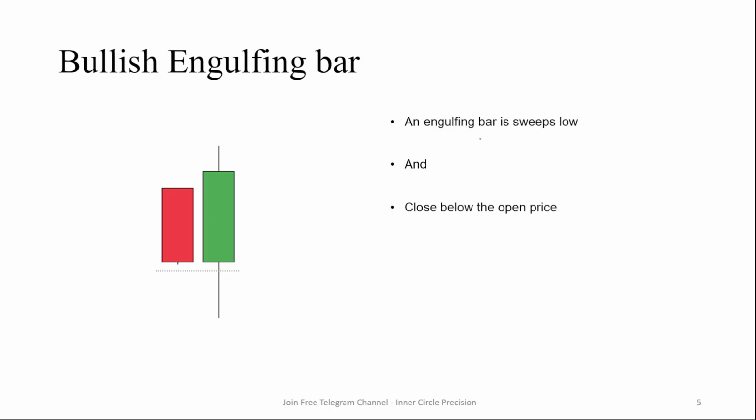We can see the engulfing bar sweeps the low. The low is this one. It was swept with this wick, and then it closed above this particular price, which in this particular case is the opening price of this particular candlestick, and then we had its closure here. So this is a bullish engulfing bar.